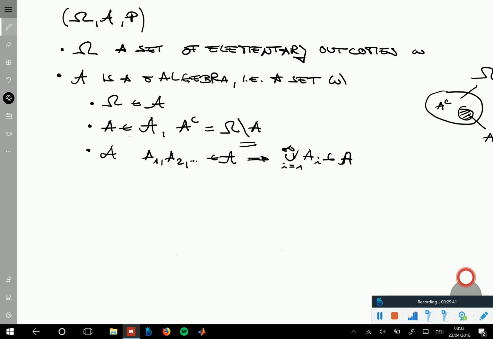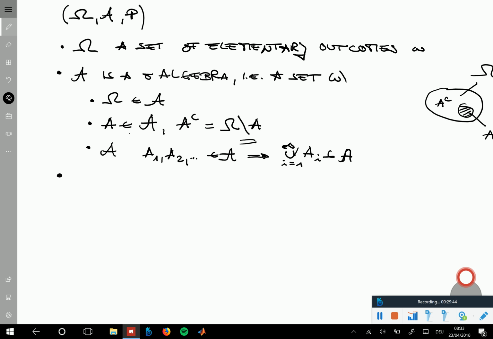Finally, let's finish the definition of the probability space. So what is P? P is what is called a probability measure. So this gets closer to what you actually expect.